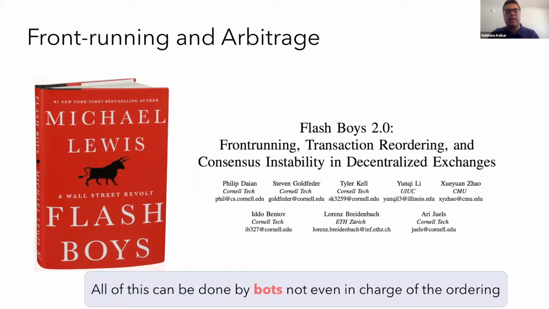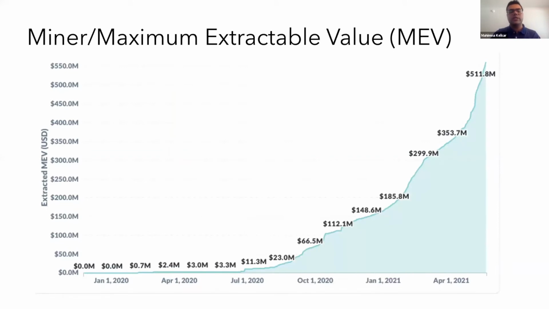So more problematically, the finding was that all of this front running can be done by bots that are not even in charge of the underlying consensus. And these bots can sort of compete with each other to see who can extract the most value from unsuspecting users. And the impact of consensus nodes or miners actually manipulating the ordering would clearly be far worse. And that sort of brings us to this problem of MEV, or miner extractable value, which is the quantification of the value that's extractable from the system by messing with this transaction ordering.